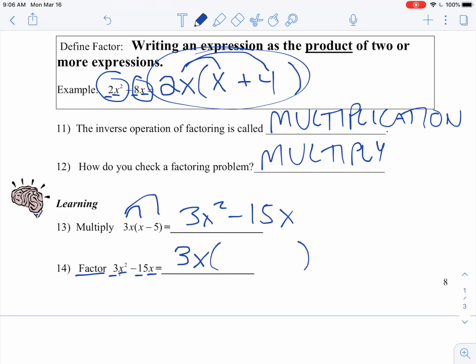Then I'll put parentheses. And I'm literally going to divide here. I'm going to say, what is 3x squared divided by 3x? And 3 divided by 3 is 1. And x squared divided by x would be taking an x away, and I get x. I can do the same thing here. Divide by 3x. 15 divided by 3 is 5. And these x's just cancel, just taking an x away, and I end up with 3x times parentheses x minus 5. And if you look at these two problems now, you can see that they were just opposites of each other.